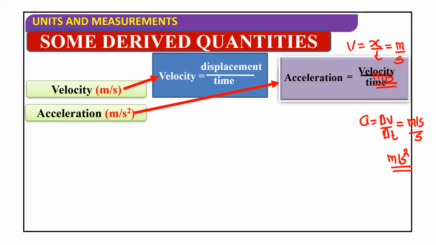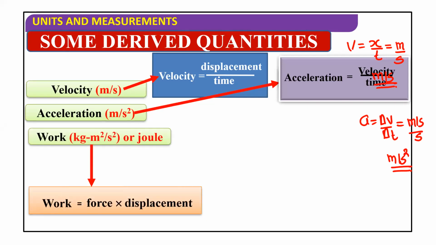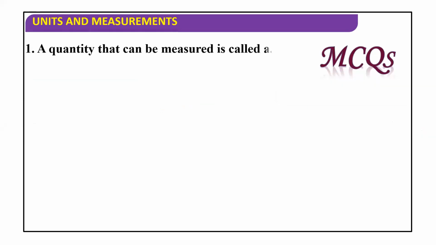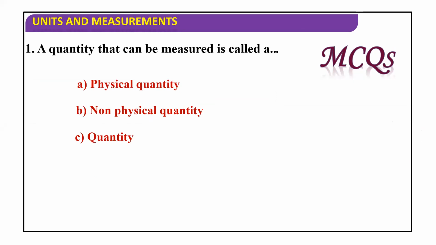Hello? Any doubts on this? No. Okay. Now work is another derived quantity. Work is equal to force multiplied by distance. I think we have spent enough time on that. Now we will do an MCQ. I will ask this question to a student, who may answer.